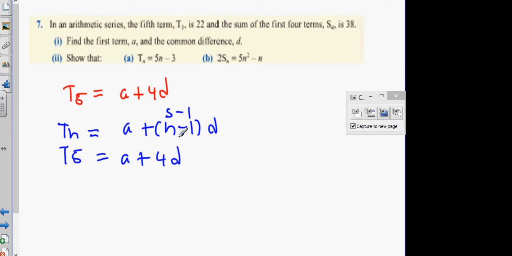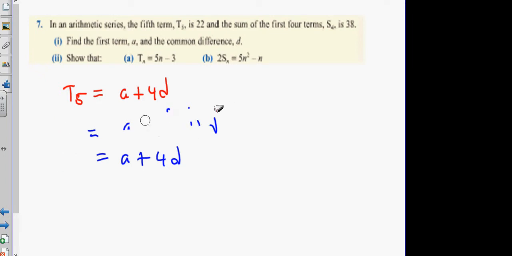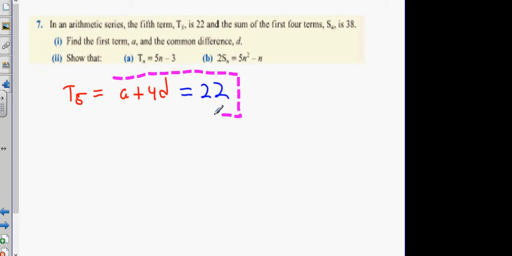Likewise, T7 would be a plus 6d. Now that that's done, you know that S4 is 38. So you have to write down the formula for S4. So just rub this out. And we know that, first of all, T5 is 22. So right here, you've already created the first half of a simultaneous equation. The second half is going to come from S4.